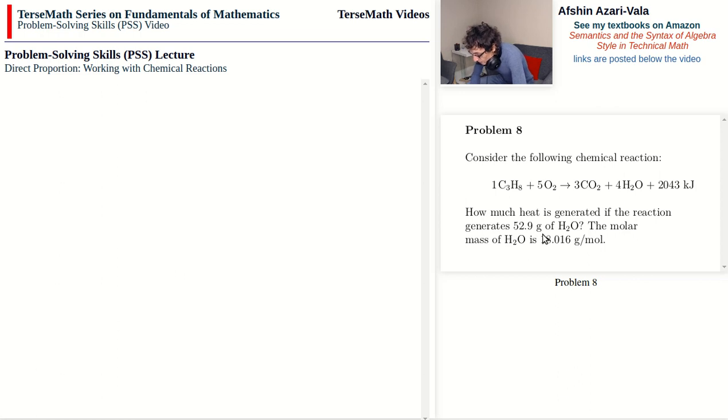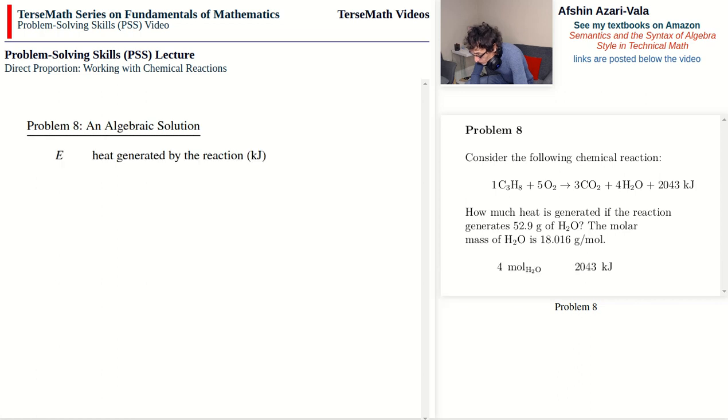Now again, this time grams are given, and therefore we cannot use the reaction right away because reactions deal with moles only. So we have to convert from grams to moles. That's why we need the molar mass of H2O. Once we have moles of H2O, then we can use the reaction to find out how much heat we get. There will be two relationships in this case. One comes from the reaction, which is relating amount of H2O to heat, and that's 4 moles of H2O and 2043 kilojoules of heat. The other one comes from the molar mass. 18.016 grams of H2O corresponds to 1 mole of H2O.